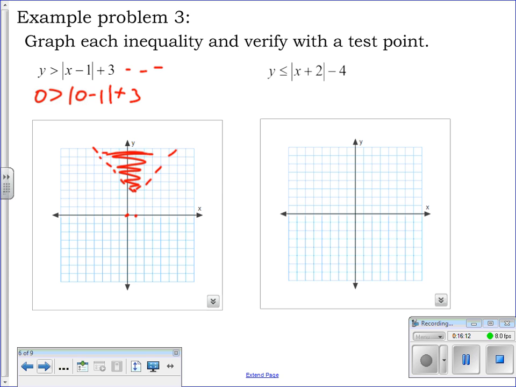Same idea. The plus 2 means that I move to the left 2 places. Inside goes opposite. And then the minus 4 means that I go down 4. So I go over 2 and down 4. 1, 2, 1, 2, 3, 4. This one's a solid line, and it's your standard V.